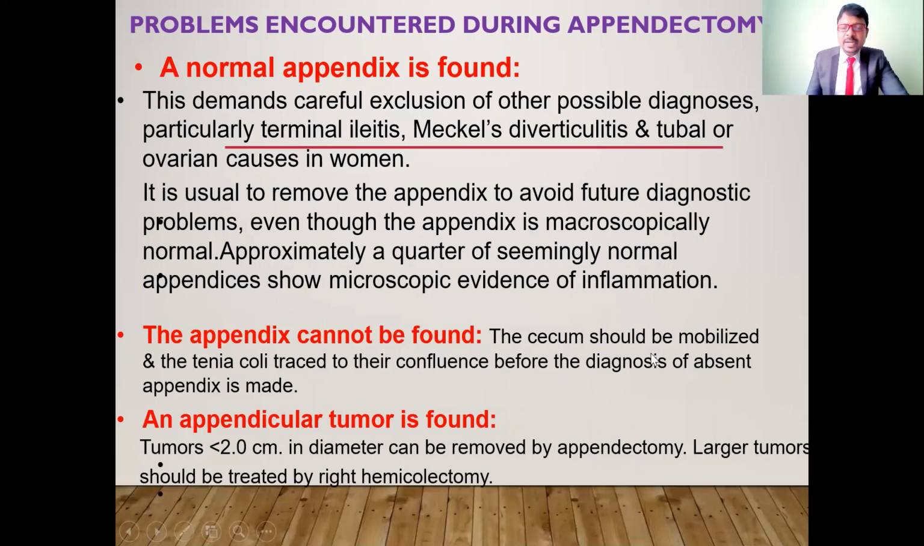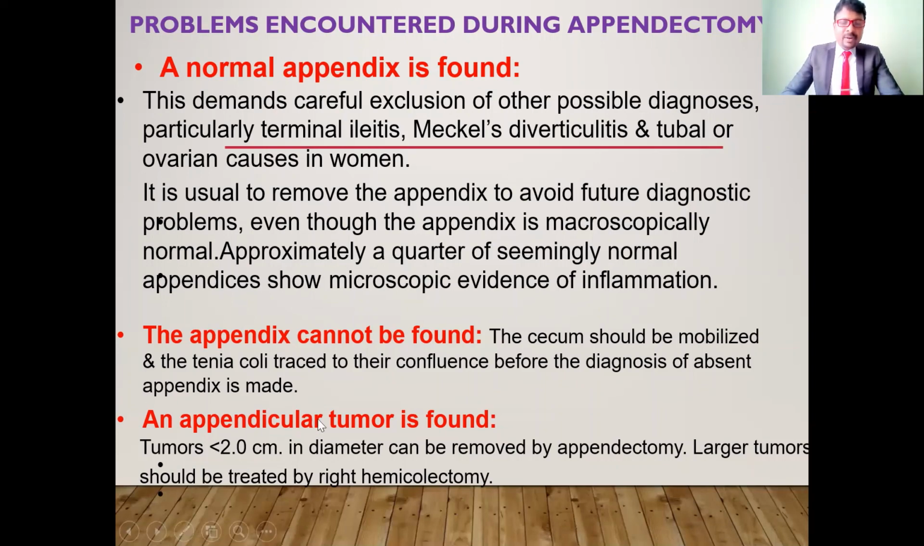So the cecum should be mobilized, and the tinea coli should be traced to their confluence before the diagnosis of absence of the appendix is made. Sometimes there is a chance of missing it because of the tinea coli, or the appendix cannot be found. So this is also one of the problems during surgical procedures.